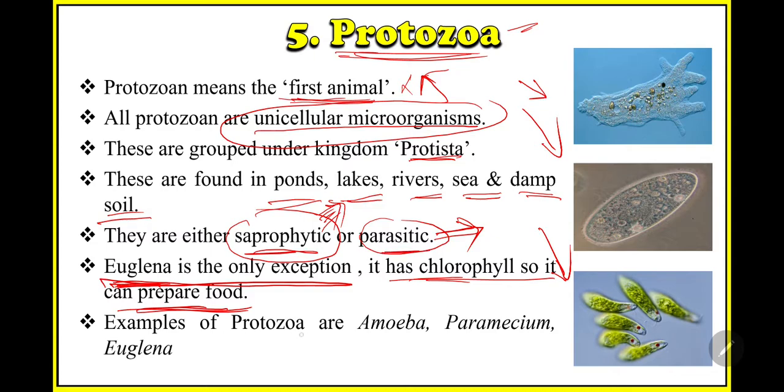Examples of protozoa are amoeba. You all know amoeba, you can see the shape from here. Then paramecium, this is your paramecium. Then Euglena, these are Euglena. See, these are green in color, right? Green means presence of chlorophyll is there. Remember.